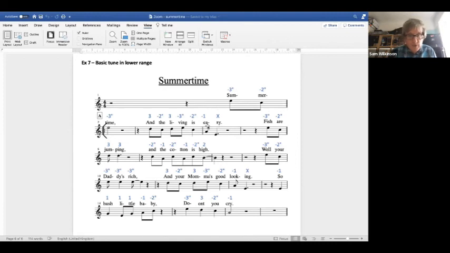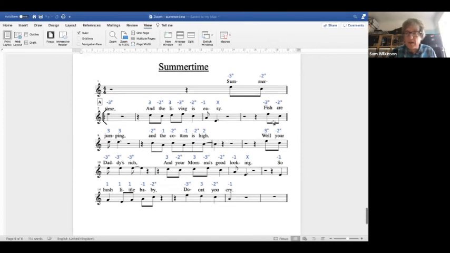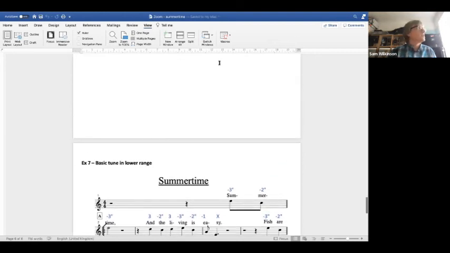That's pretty much it, I think. Again, just use these tabs to go through. Try different harmonicas. When I first started playing Summertime, I played it on a G harmonica. And when you play it at the top, it doesn't sound as shrill.